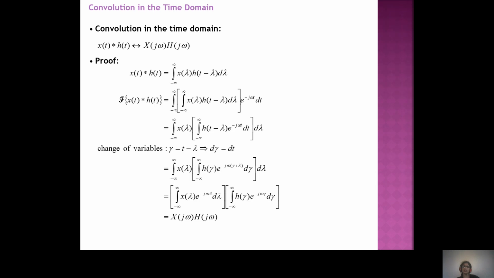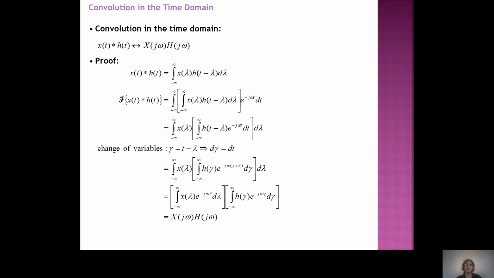So, integral from minus infinity to infinity of x of lambda, integral from minus infinity to infinity of h of t minus lambda e power j omega t dt into d lambda. So change the variables: let gamma equal t minus lambda, where d gamma is equal to dt. So I have to substitute that: integral from minus infinity to infinity of x of lambda into integral from minus infinity to infinity of h of gamma e power minus j omega gamma plus lambda into d gamma into d lambda.